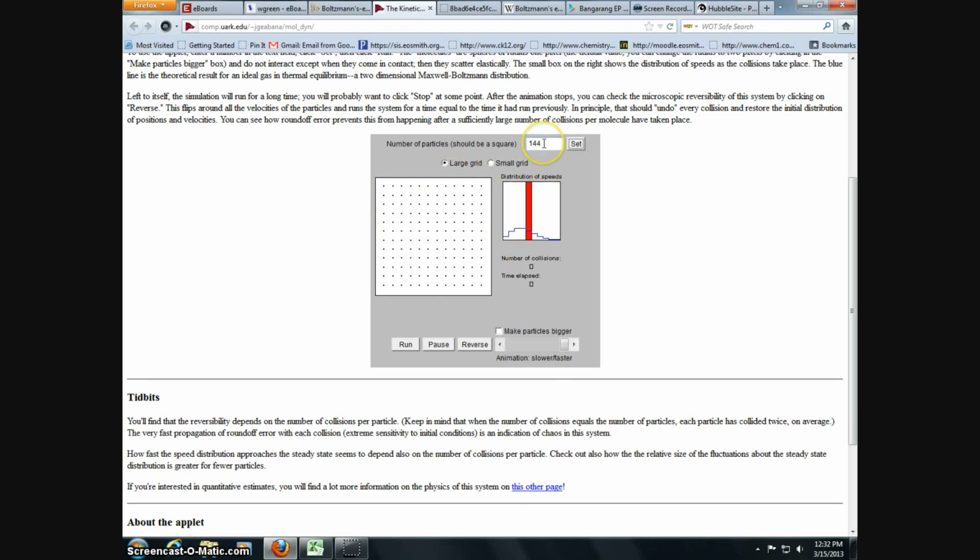Now, let's see what happens as we increase the number of particles, or as we decrease it. Let's decrease it and see what happens.